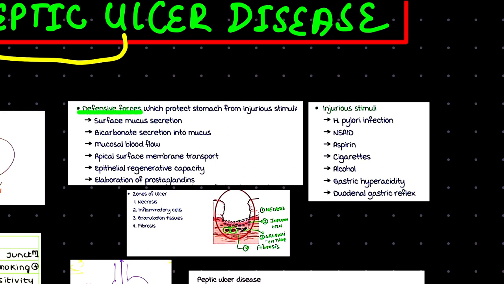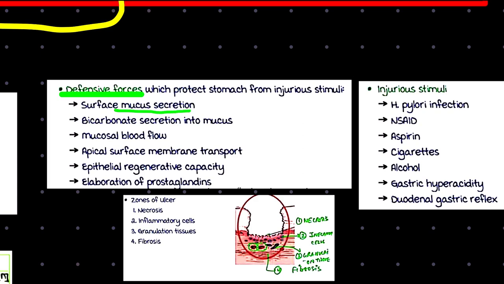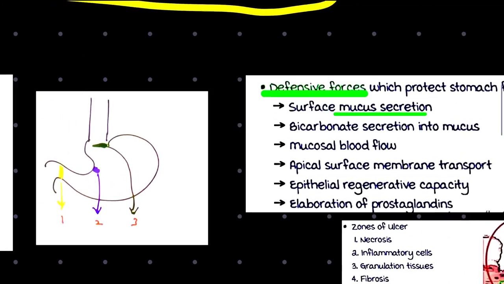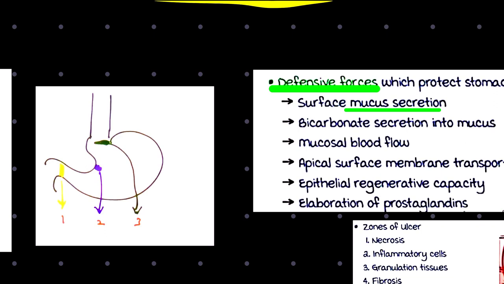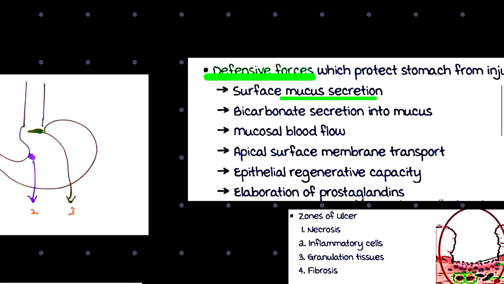Talking about the defensive forces, the first thing is surface mucus secretion. This is our stomach, and the stomach has surface mucosal secretion. Why is it secreted? It is secreted to protect our stomach. Another thing is bicarbonate secretion into the mucosa. As I said, there is mucus on the surface, and this mucus contains bicarbonate. These bicarbonate ions are in fact the real agent that provides defense to our stomach.